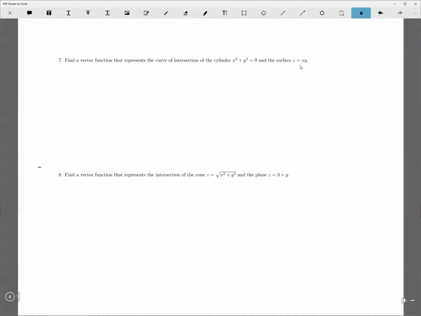Could you start with putting the z on the other side for the surface equation? Take the surface and put the z on the other side of the equation? Yeah, so what would that be? 1 is equal to xy over z? Or does that not help? I don't see how that's going to help. Maybe, do you know what the next step would be after doing that?